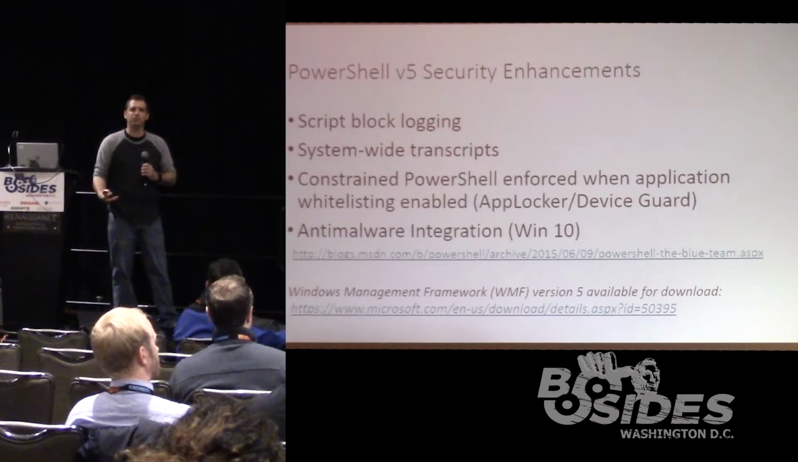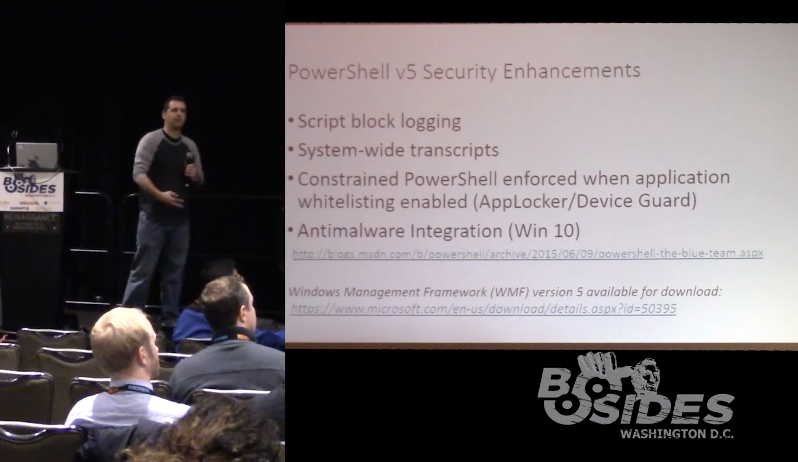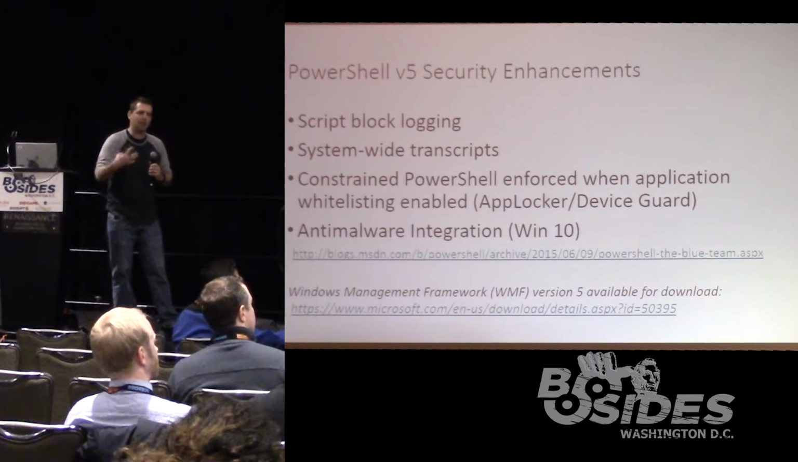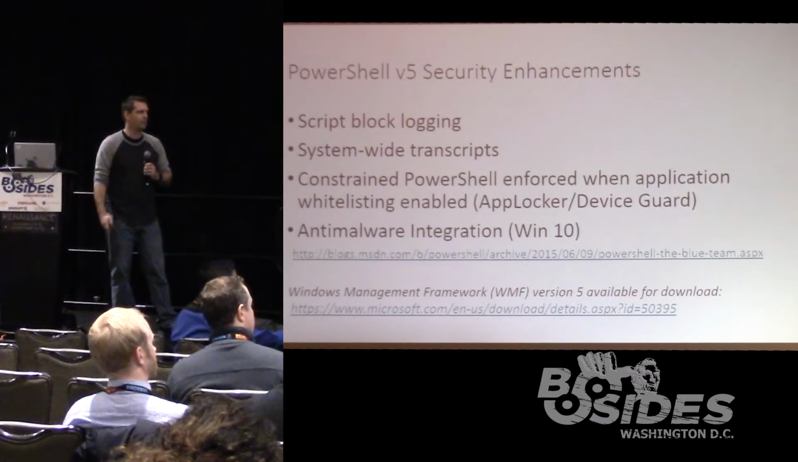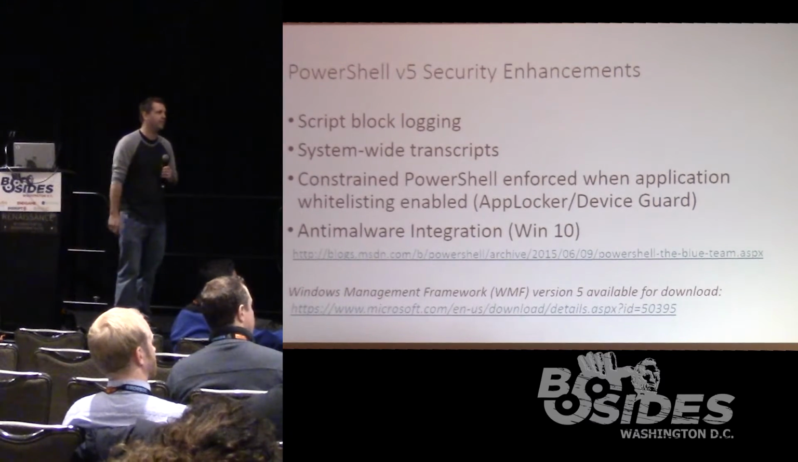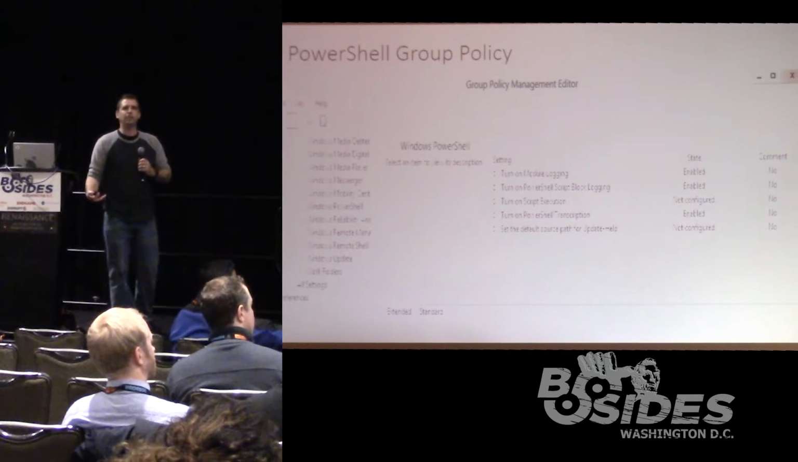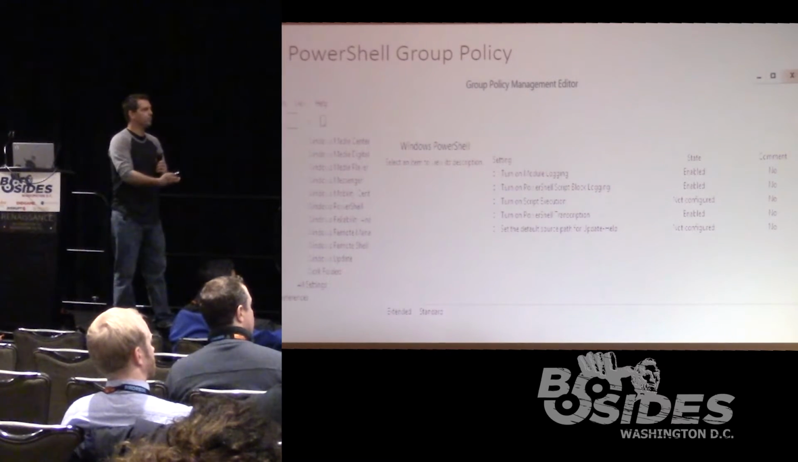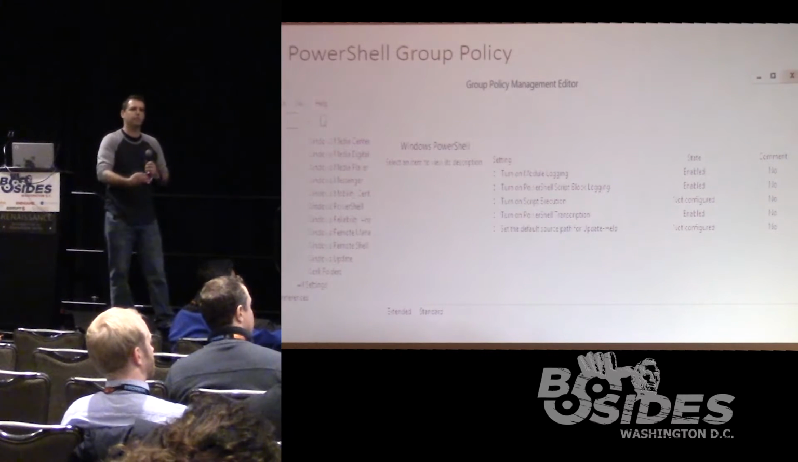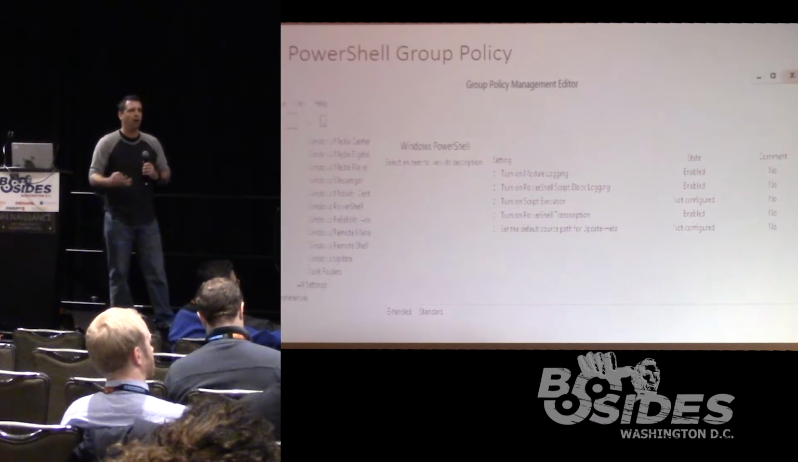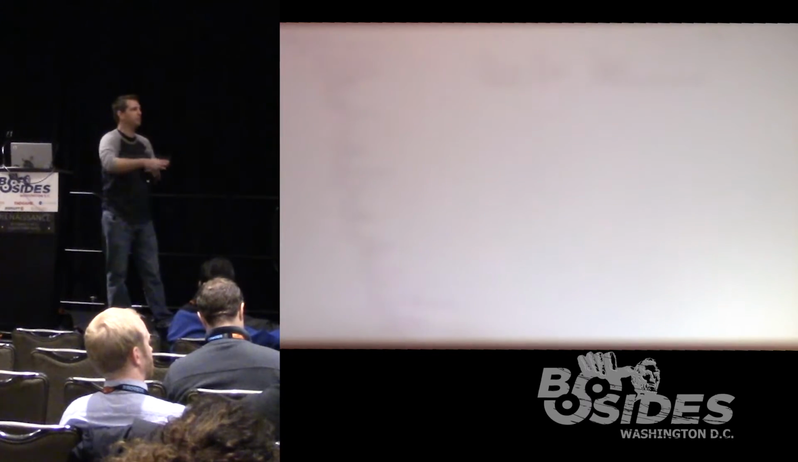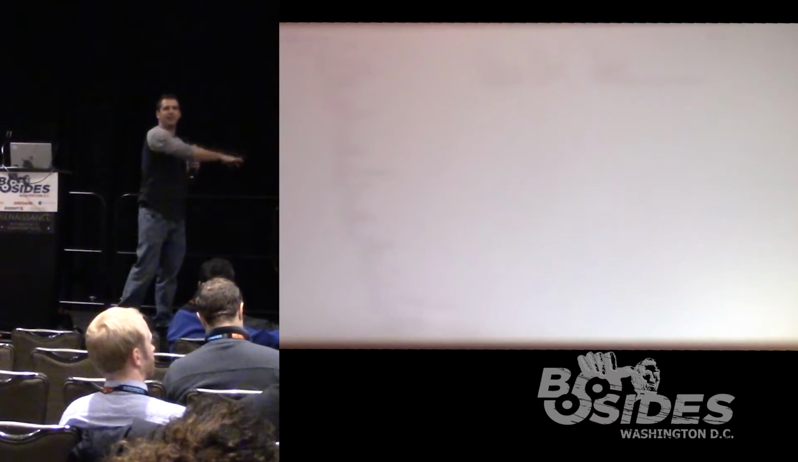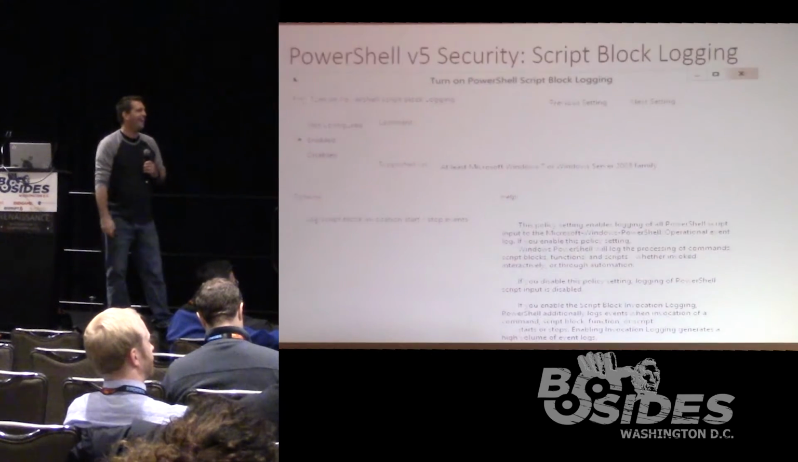And we get some really great features: script block logging, system-wide transcripts, Constrained PowerShell that locks down PowerShell when you have application whitelisting enabled, like AppLocker or Device Guard, and anti-malware integration with Windows 10. We can configure these security settings through Group Policy, and there are a number of different settings and options that we have here. All this Group Policy is doing is setting items in the registry. And I'm sorry, it's very difficult to see, but that's the registry, those are the settings. We just nod and smile, we move on.